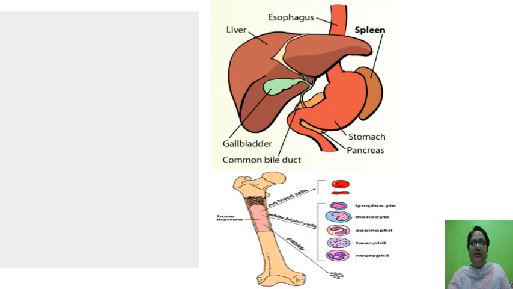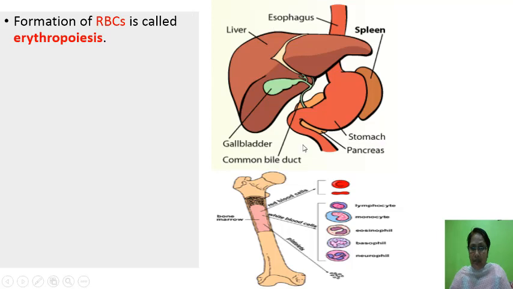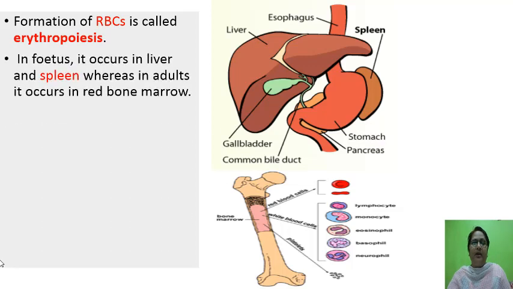In the next diagram you see the organs in which the formation of RBCs takes place. This diagram explains where RBCs are formed in the human body. Formation of RBCs is called erythropoiesis. In the fetus it occurs in the liver and spleen, whereas in adults it occurs in red bone marrow. Fetus means the newborn baby.